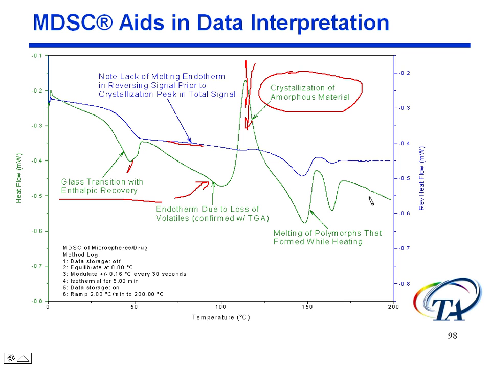It's not polymorphism. It's not another polymorphic form forming. And then as we heat up further, we see melting, recrystallizing, and remelting. And that's the polymorphs that are formed while heating.